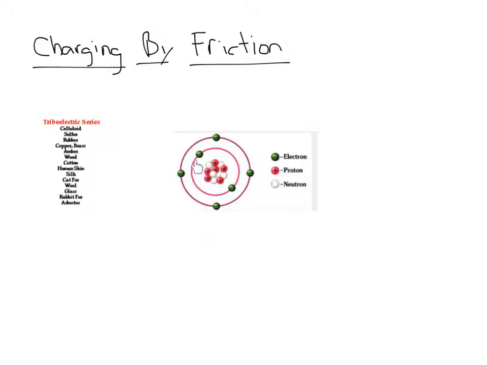So from the song, we see that all the atoms and all the substances in the world are neutral. By nature, they have the same number of electrons as they do protons. But if I rub two different substances together, one substance is better at taking electrons than the other. So the higher you are in the triboelectric series, the better you are at grabbing electrons.